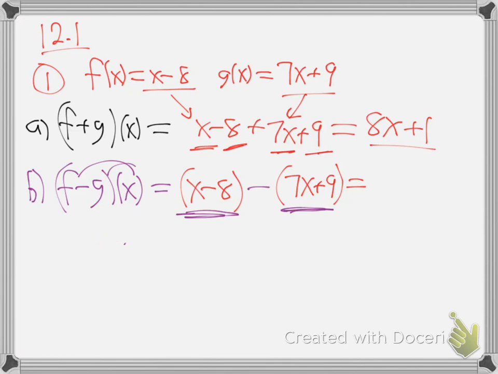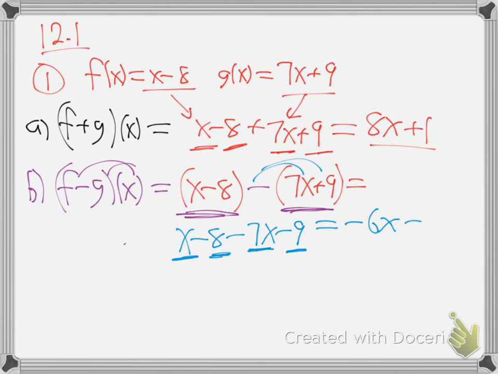So go ahead and distribute that. That minus goes boom, boom. And so we get x minus 8 minus 7x minus 9. Then do like terms. x minus 7x? Minus 6x. Minus 8 minus 9? Minus 17. Just use your calculator. There we go. Pretty straightforward. Add, subtract. Let's go to multiply.